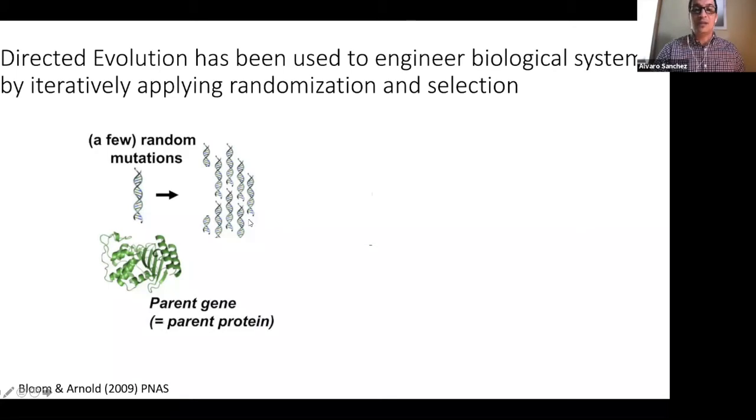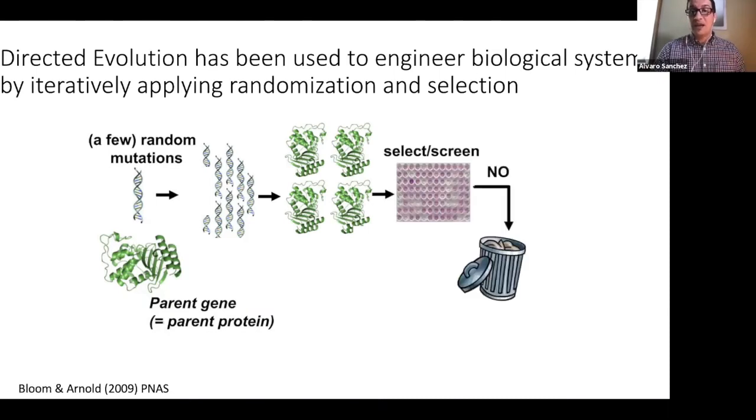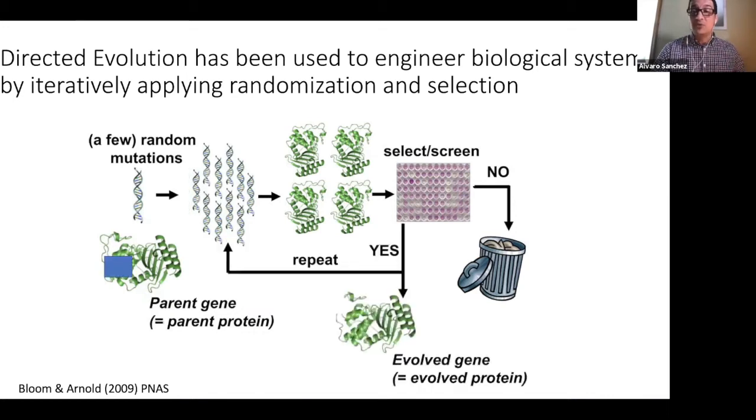We'll introduce mutations. The next step is then you express that library. Let them make the proteins that they code for. Express the function of that protein, you do a screen. And those variants whose function is not improving in the direction you desire, you discard them. But those variants whose function improves with respect to what you had in the parent gene, you select, right? And then once you select them, you subject them to another round of mutations and create another library, which you can express, select, and so on and so forth. So this process can be continued as many times as you want.